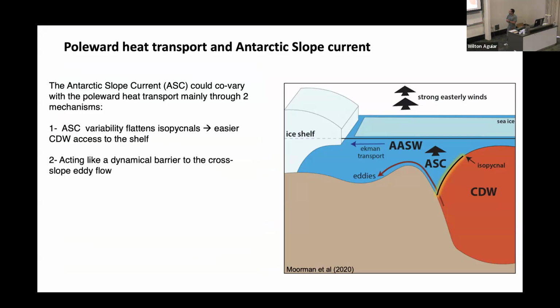The second dynamics that could explain this correlation, or this perceived correlation, between the slope current and the circumpolar deep water heat flux is through the eddy flow. And the idea here is that the stronger the current is, the more energetic and stronger the eddies need to be to cross the strong barrier and then transport heat to the shelf. It's basically an analogy of crossing a fast river. It's harder than crossing a babbling brook.